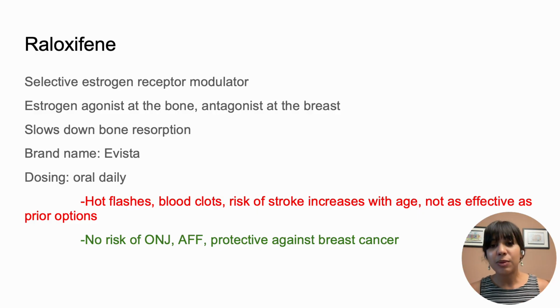There is no major risk of ONJ and AFF as a main side effect, and it is protective against breast cancer. So for some of your patients with a family history of breast cancer, or personal history potentially, this might be a good option as well, something to consider for your patients who are maybe intolerant to bisphosphonates or some of the other drugs as well.